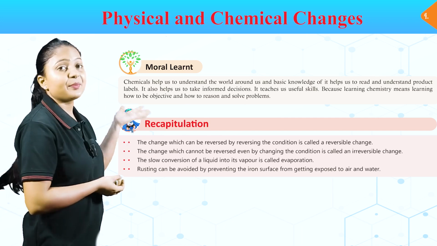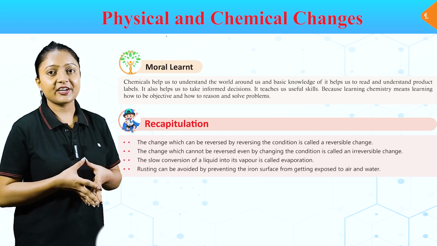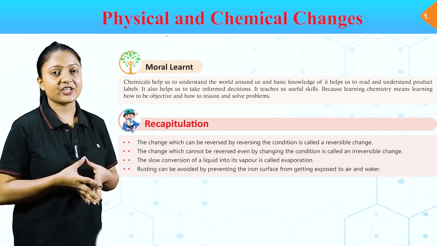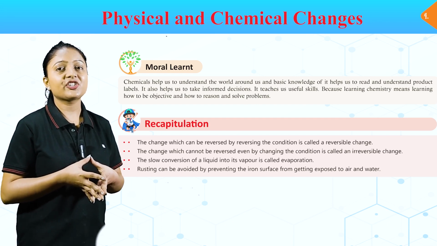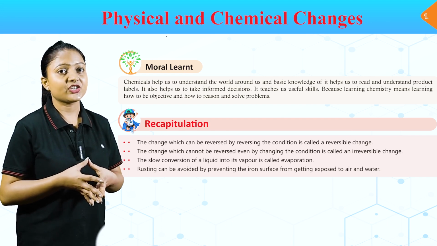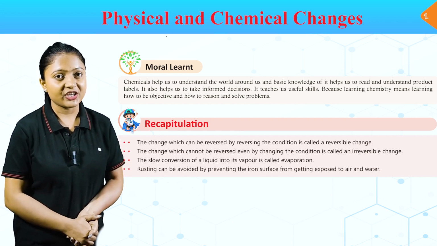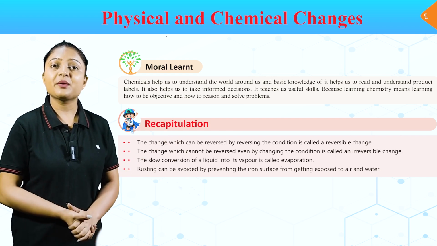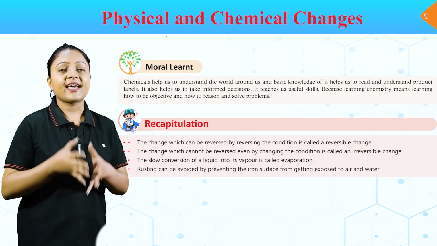Recapitulation. The change which can be reversed by reversing the conditions is called reversible change. The change which cannot be reversed even by changing the conditions is called irreversible change. The slow conversion of a liquid into its vapor is called evaporation. Rusting can be avoided by preventing the iron surface from getting exposed to air and water.